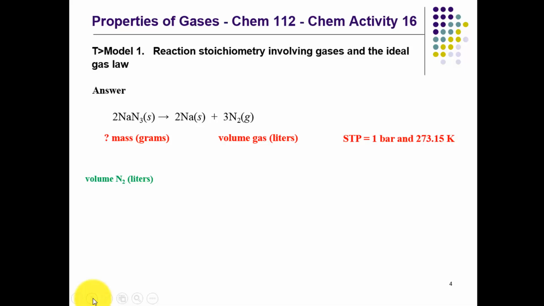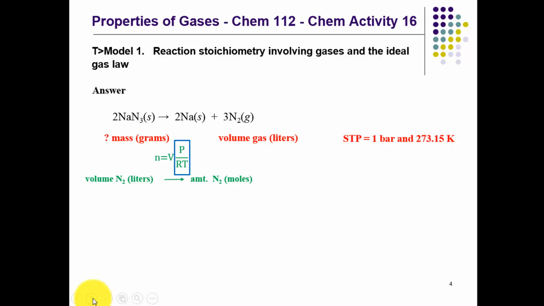Okay, so volume of nitrogen gas in liters. What we want to do is, in a sense, back convert that to what mass of sodium azide needs to be reacted. Therefore, we'll take that volume of nitrogen gas in liters and convert it to an amount of nitrogen gas in moles. The conversion factor we'll need is the adaptation of our ideal gas law. So we want to go from volume to the amount.